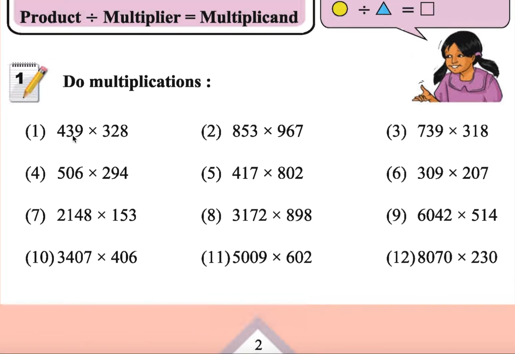Let me do only this one, 439 into 328. I will proceed with the 8 first. 8 9s are 72, 2, carry 7. 8 3s are 24, plus 7 is 31, 1, carry 3. 8 4s are 32, plus 3 is 35. Okay, 439 multiplied with 8, is that correct? Yes, that is correct.